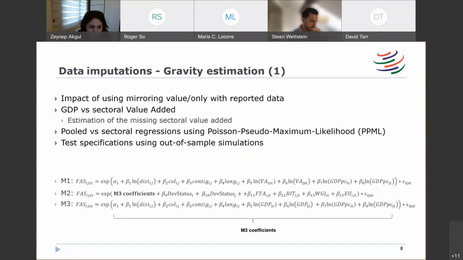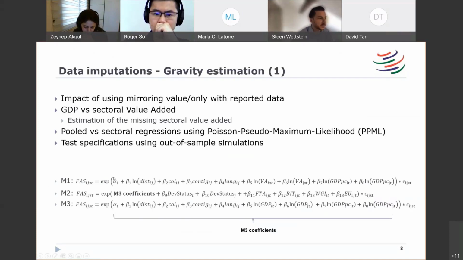And here, maybe something that Roger did not present was all the investigation that we did on how to select the specification and how to compare the impacts of using, for example, GDP versus sectoral value added, pooled regression versus sectoral regression. Again, we also use the PPML estimator.